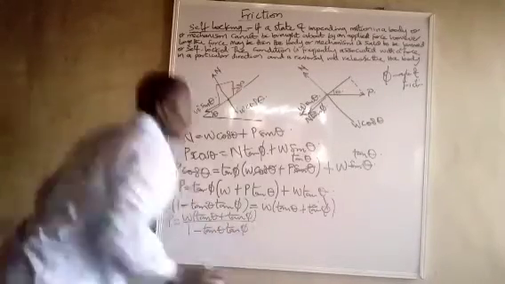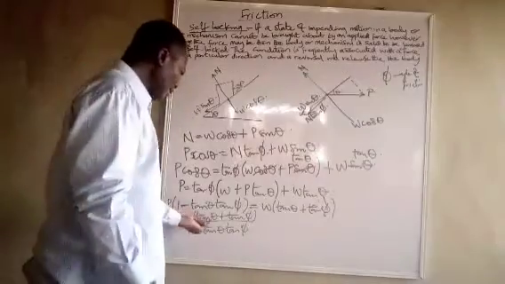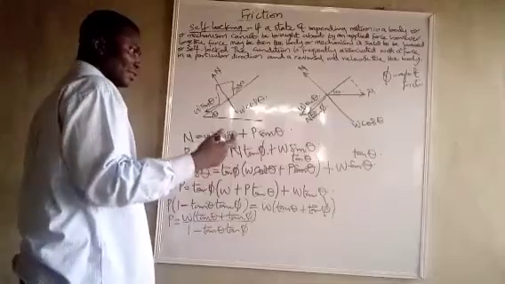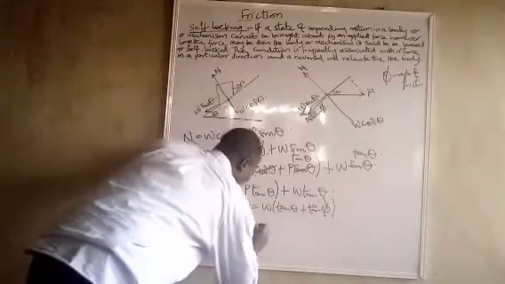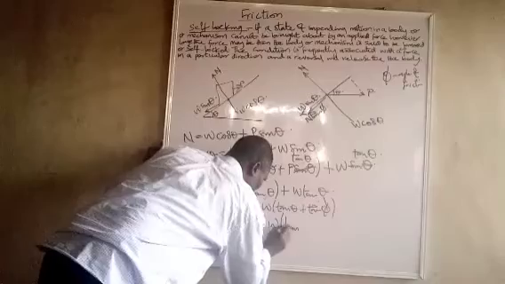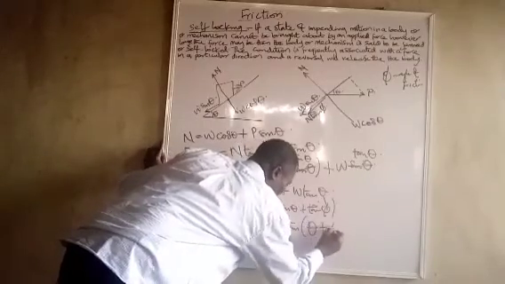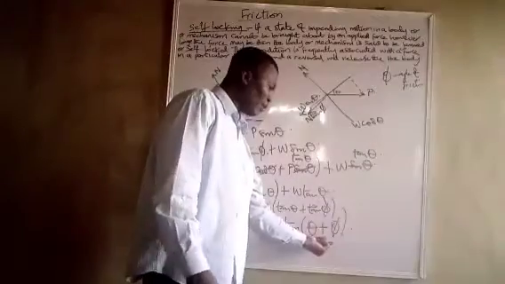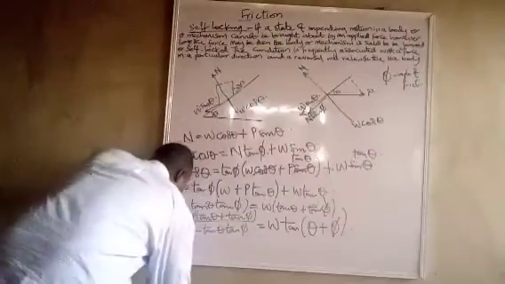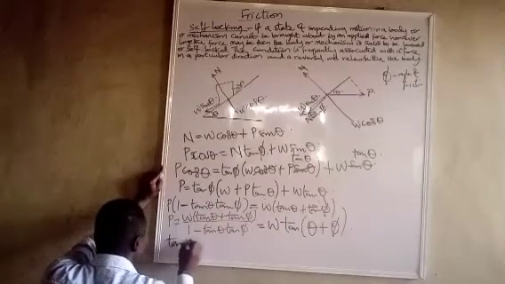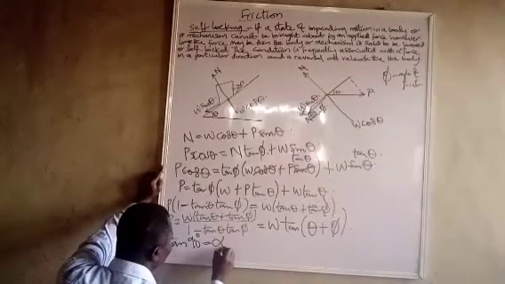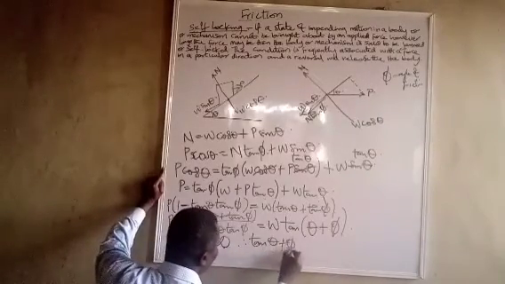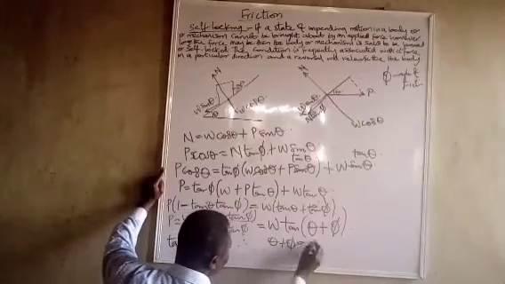And you know from our identity, tan theta plus tan phi over 1 minus tan theta tan phi is the tangent of the sum of the two angles. So we are going to have W into tan of theta plus phi. And we will have an infinite force when tan of theta plus phi is equal to 90. So tan 90 degrees is equal to infinity. And therefore, theta plus phi will be equal to 90.